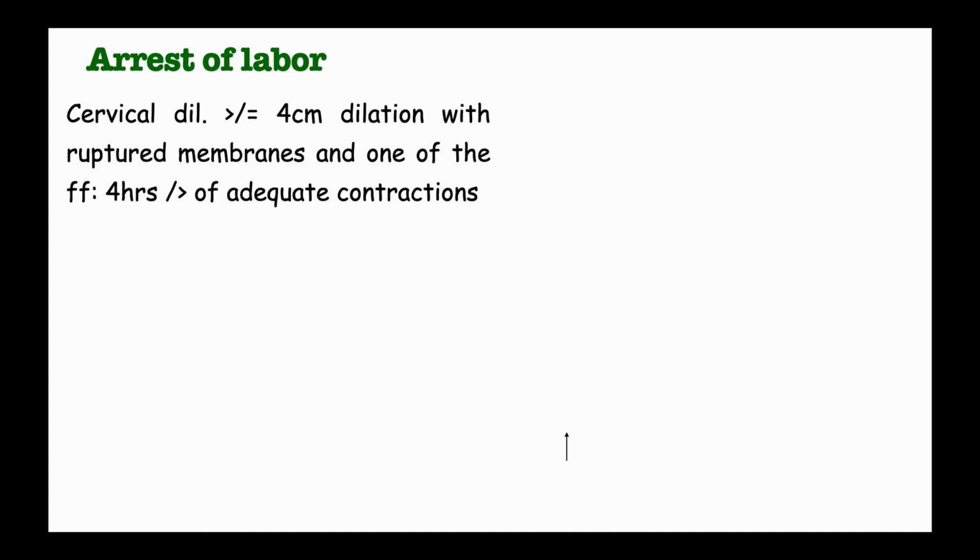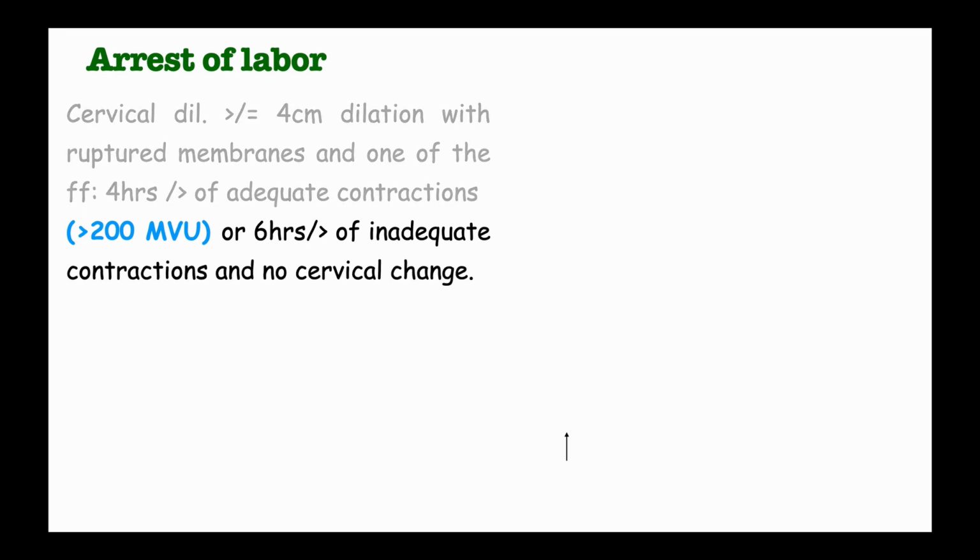Now, when we talk about arrest of labor, what we mean is that cervical dilatation is more than or equal to 4 centimeters with rupture of membranes, and one of the following: we must have at least 4 hours or more of adequate contractions with a Montevideo unit of 200, or 6 hours or more of inadequate contractions and no cervical changes. This is the definition of arrest of labor.